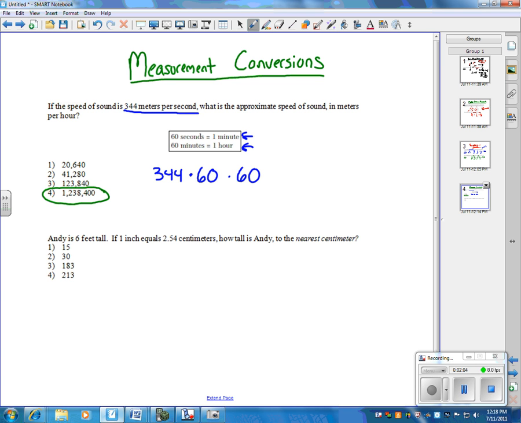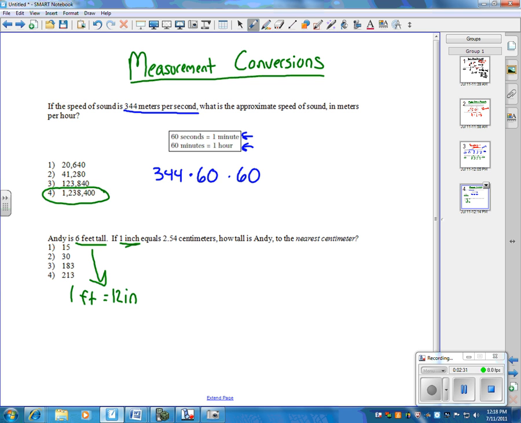Now for the second one, it says Andy is 6 feet tall. If 1 inch equals 2.54 centimeters, how tall is Andy to the nearest centimeter? Now, they would really try to trick you with this one. They tell you how tall Andy is in feet, but then they tell you in a conversion that an inch is 2.54. So we need to take this feet and turn this into inches. Now, for each foot, we have 12 inches.